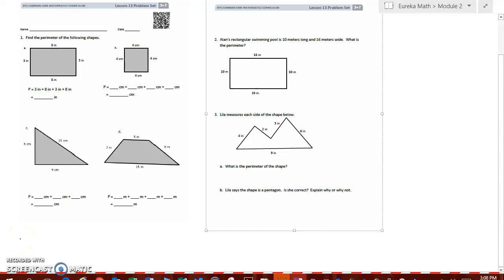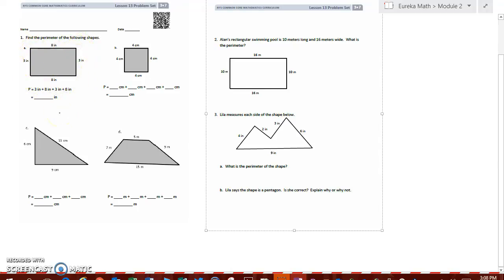All right, mathematicians, here we go with lesson 13 problem set. We are working with perimeter, and what you need to know about perimeter is that it's the measurement around the outside of a shape. When we did area, we were talking about all this gray area inside of the shape. With perimeter, we're talking about the measurement of the black lines around.